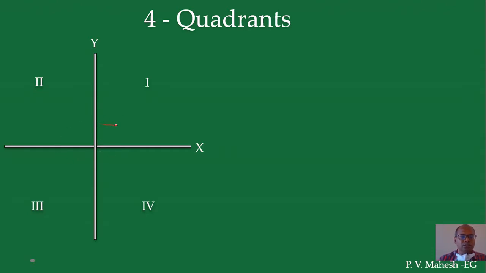This side is the positive x axis, and this is the negative x axis. This is the positive y axis and the negative y axis. Based on this combination, you will have the four quadrants: first quadrant, second quadrant, third quadrant, fourth quadrant. The same concept is used in engineering drawing, but here we will talk about three-dimensional space instead of this two-dimensional thing.